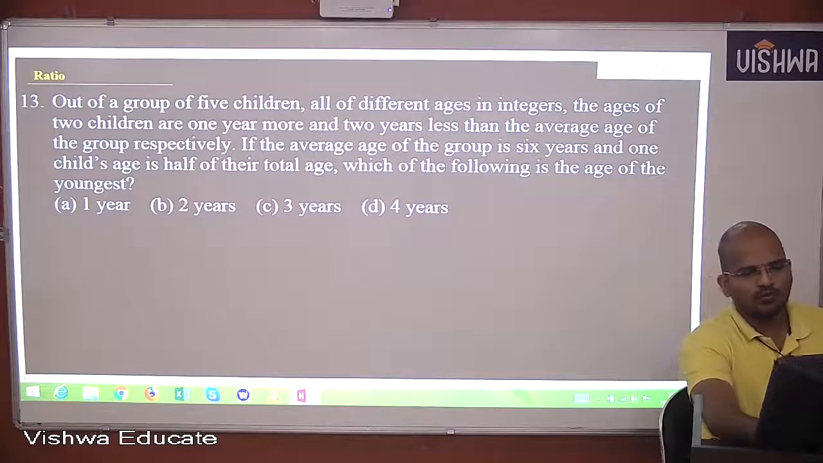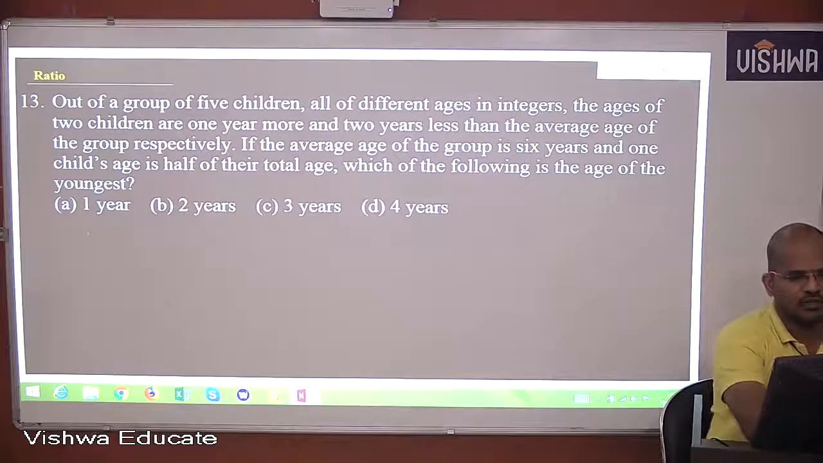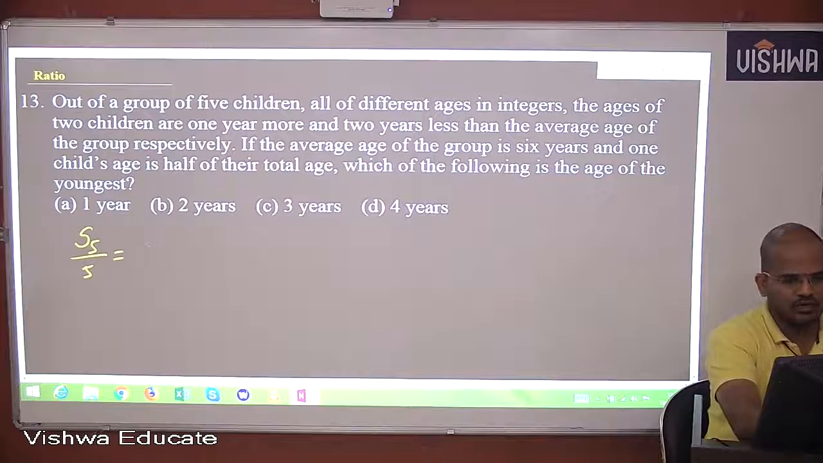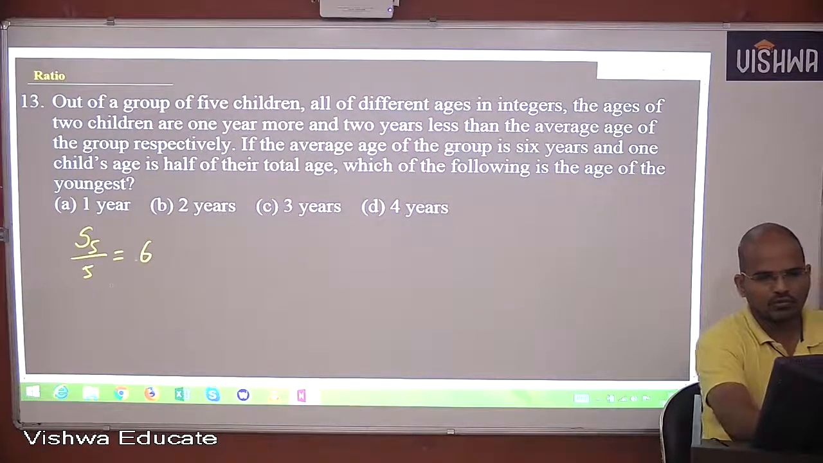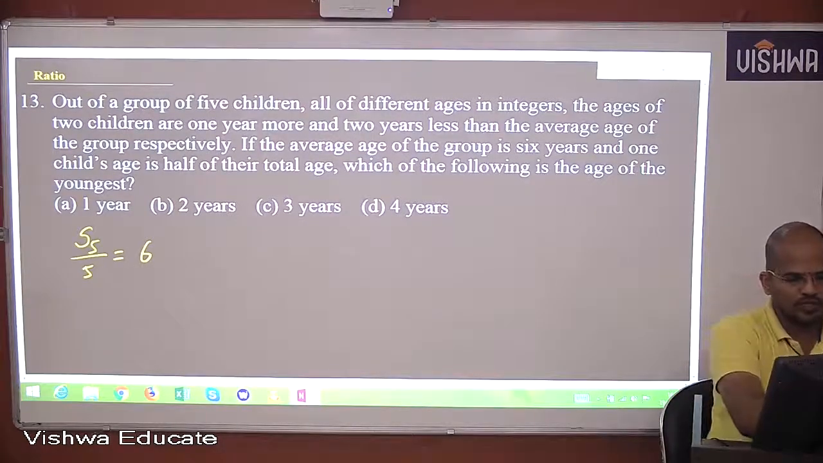Out of a group of 5 children, all of different ages in integers, the ages of 2 children are 1 year more and 2 years less than the average age of the group respectively. So the average age, call it S5 by 5. If the average age of the group is 6 years and one child's age is half of their total age. So if S5 by 5 is 6, S5 is 5 into 6, that would be 30.